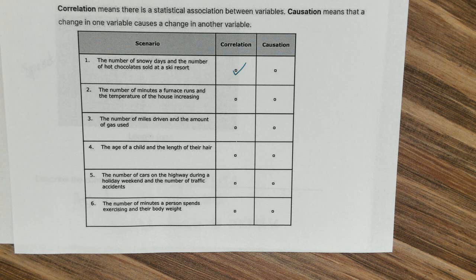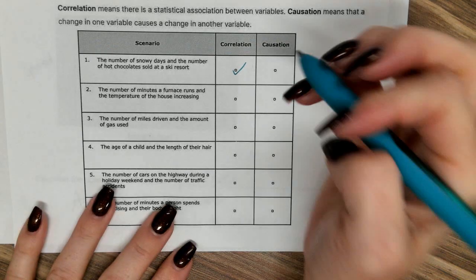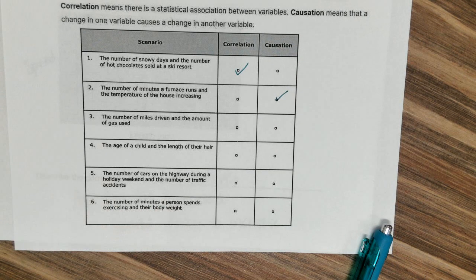All right. Number 2, the number of minutes a furnace runs and the temperature of the house. Do y'all know what a furnace is? A heater. So do you think the number of minutes I turn my furnace, my heater on, will it correlate and most likely heat up the house, or will it definitely heat up the house? Definitely. So which one is that? That is going to cause 100% for my temperature to increase.